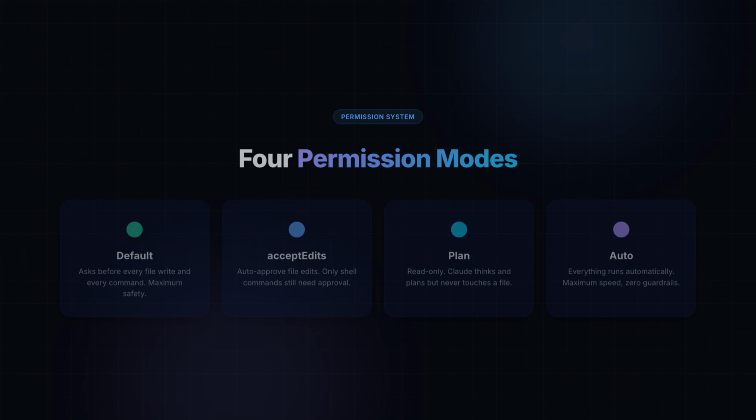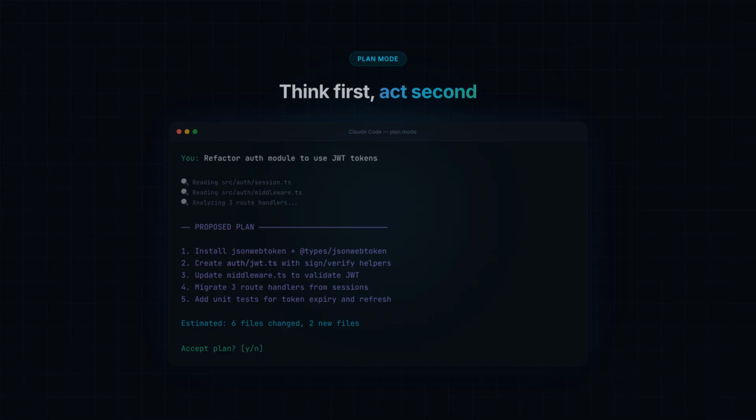And then there's YOLO mode. Everything runs automatically. Maximum speed, zero guardrails. Use this only when you truly know what you're doing. Let's look at plan mode in action.